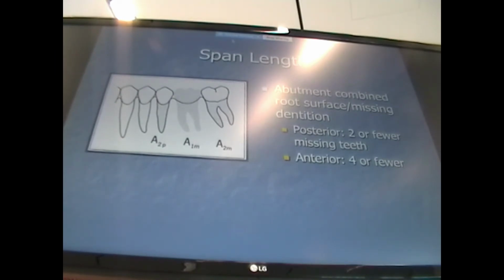The span length is important. I have no idea what the one N is, so I won't even attempt to discuss it. But we know this. If we're talking in the posterior, you only want to do a fixed prosthesis in 2 or fewer missing teeth. Today's world, I would say 1. I can show you x-rays where there were 6, but those treatments go back a long time ago. In the anterior, 4 or fewer.